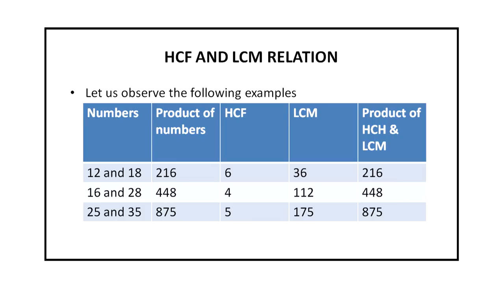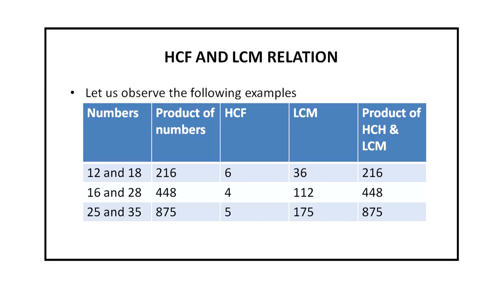The first example, 12 and 18. If we take the product of numbers, we get 216. HCF is 6, LCM is 36, and the product of HCF and LCM is 216. For the second example, 16 and 28, when we find the product of numbers, 16 into 28, we get 448, and HCF will be equal to 4, LCM equals 112, and the product of HCF and LCM is 4 into 112, 448.